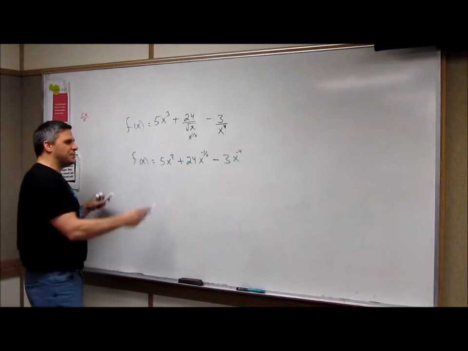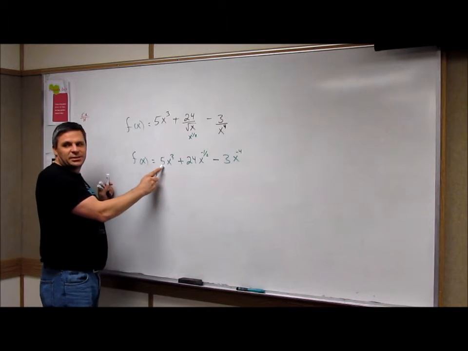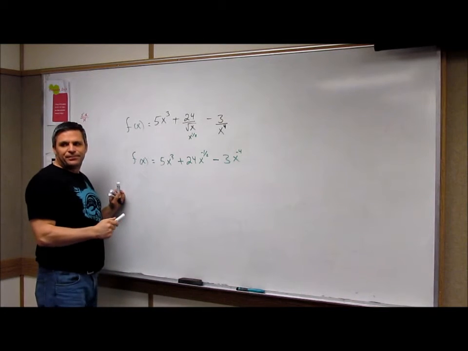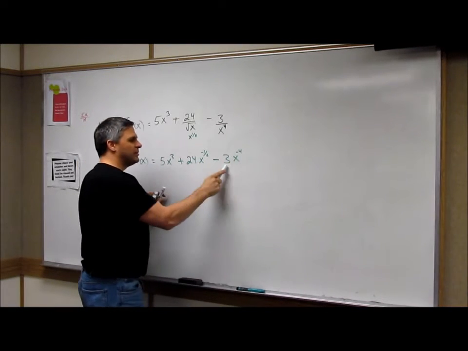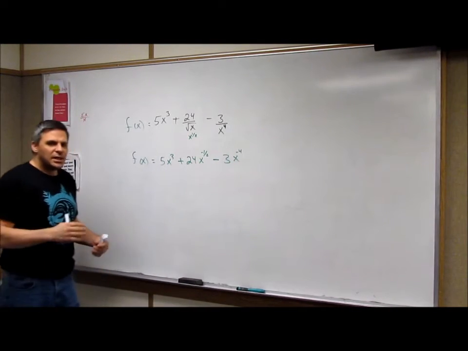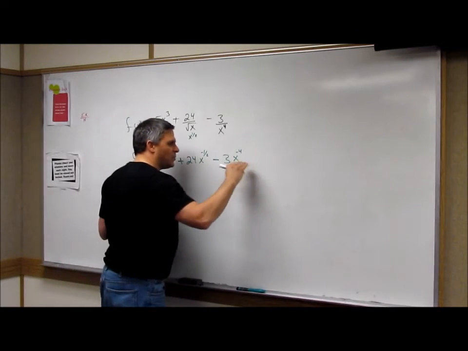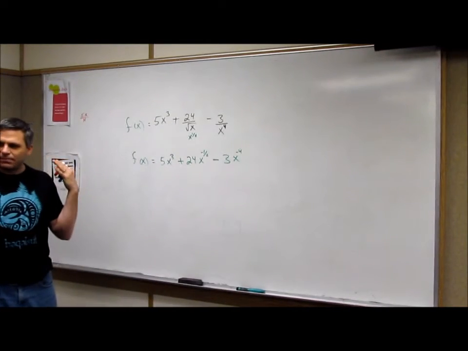Remember, the power rule is the power times the coefficient, minus 1 from the power. As long as I have all the functions on one line, the power rule is simple.